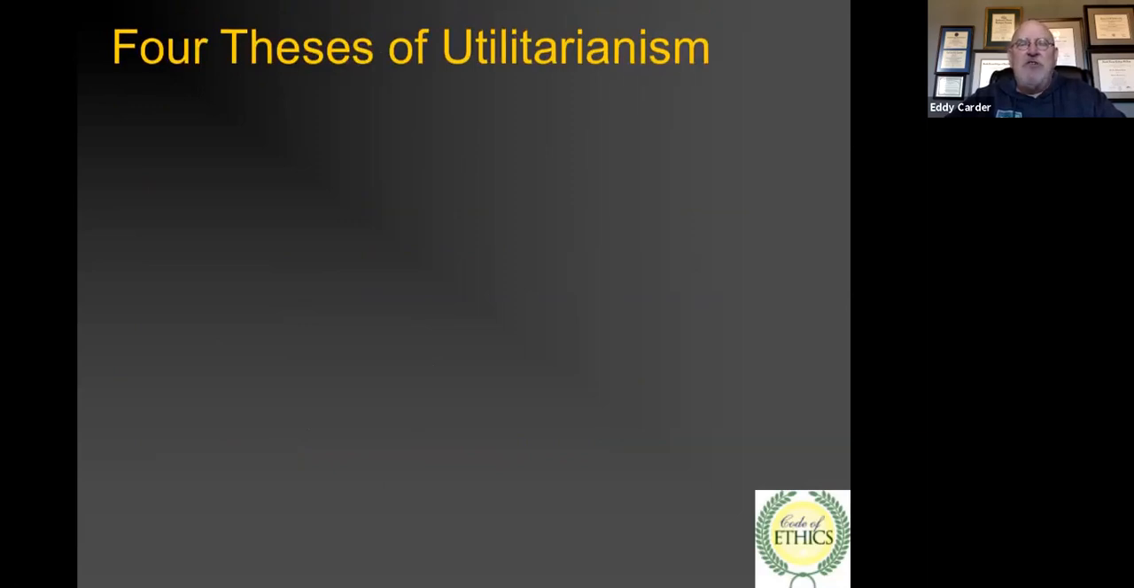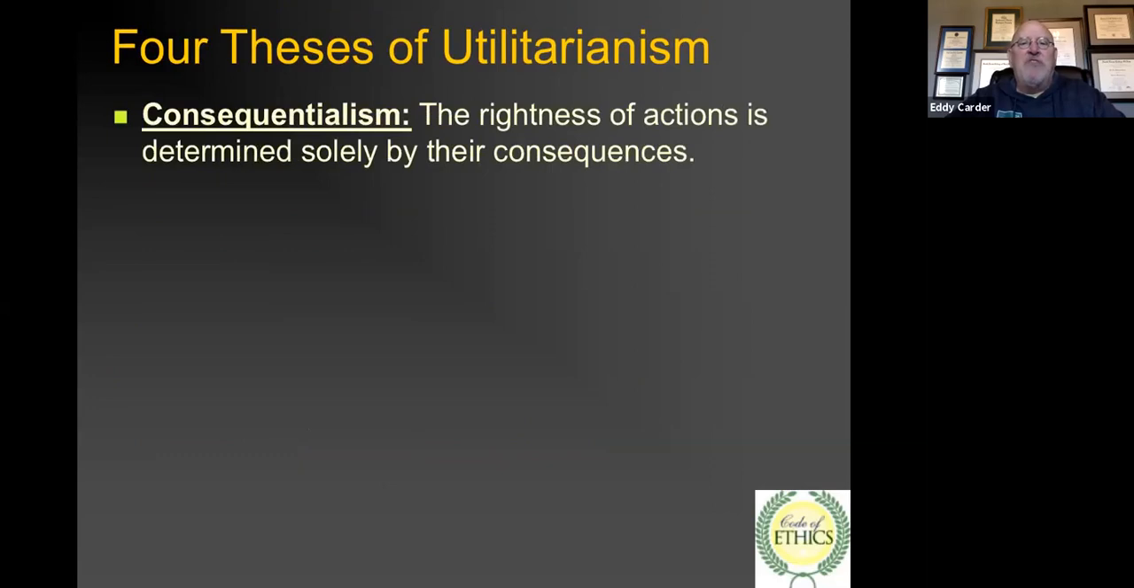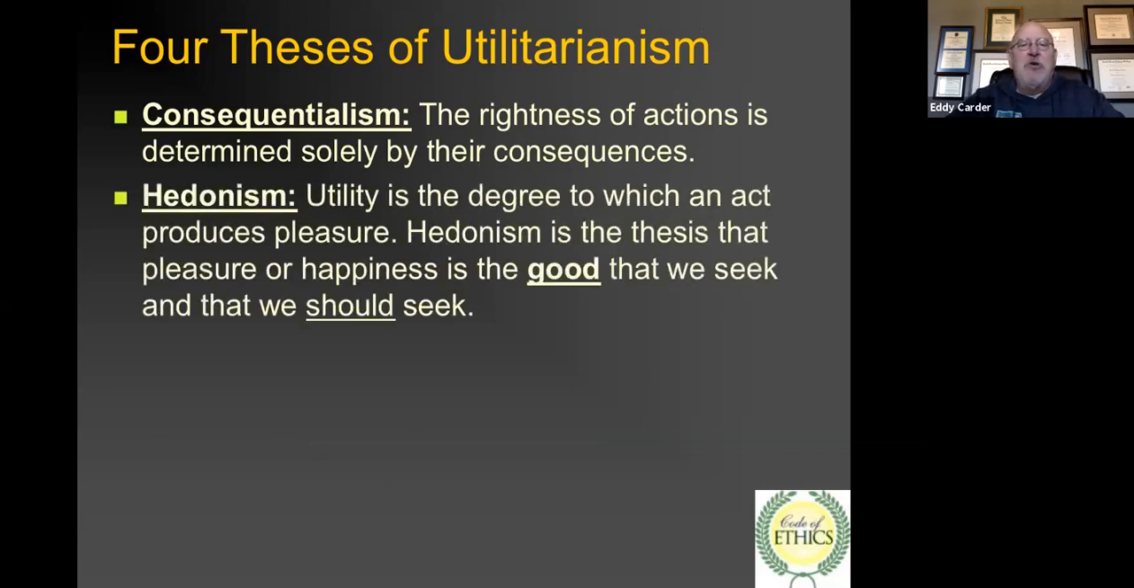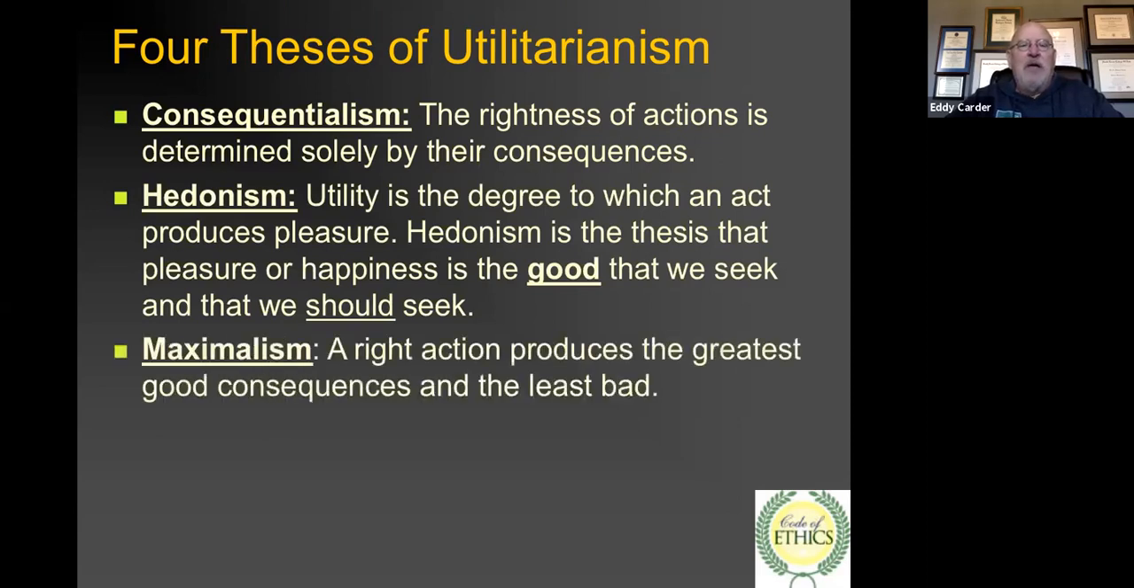The four theses of utilitarianism for Mr. Bentham are as follows. First of all, consequentialism: the rightness of actions is determined solely by their consequences. All right, so utilitarianism is consequentialist. Number two, utilitarianism is hedonistic, in the sense that it is concerned with the pleasure or enjoyment or contentment in life. Utilitarianism is maximalistic. It's concerned with maximalism. It wants to produce the greatest good consequences and the least bad consequences.